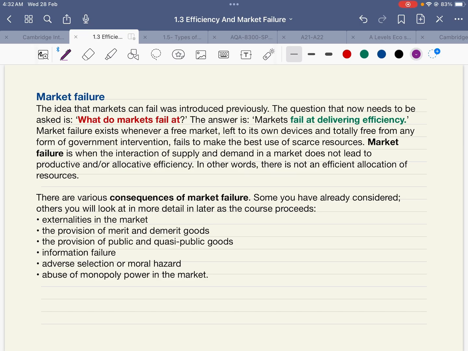When markets fail to allocate resources in such a way that demand is equal to supply, it means there is misallocation of resources. There can be consequences of market failure. Obviously, when we are talking about failure, the consequences are not going to be positive. The consequences are going to be such that it's posing huge cost on the society, and there are huge amounts of externalities present in the market. So the consequences could be adverse selection or moral hazard. It can be prevailing monopolies in the economy.